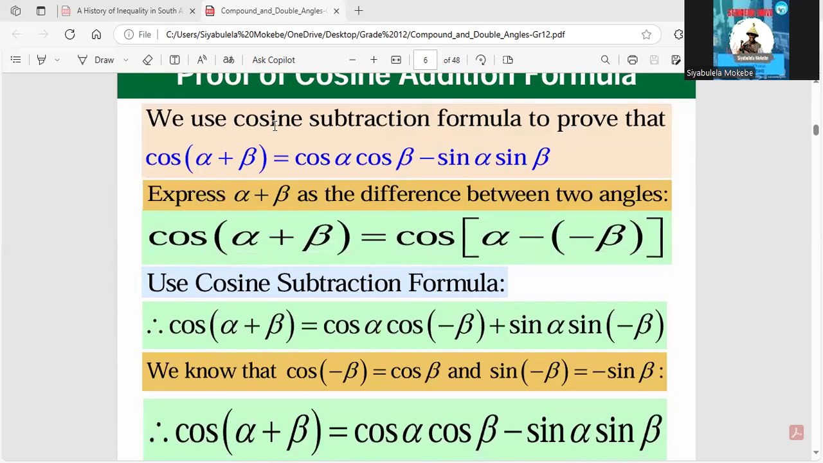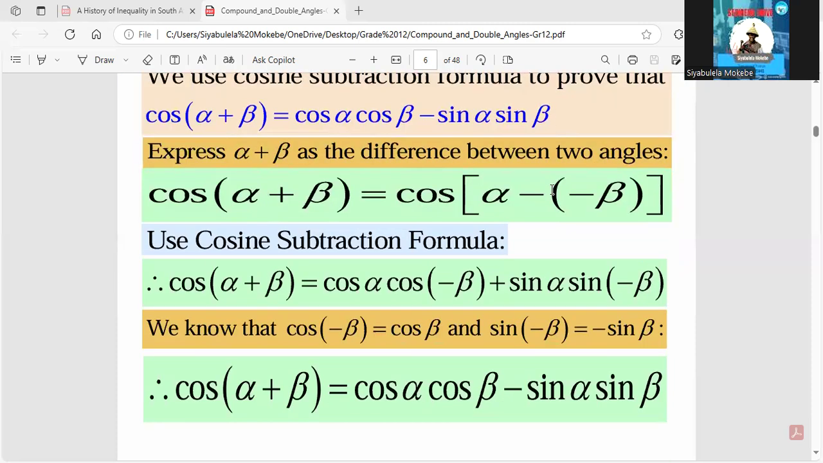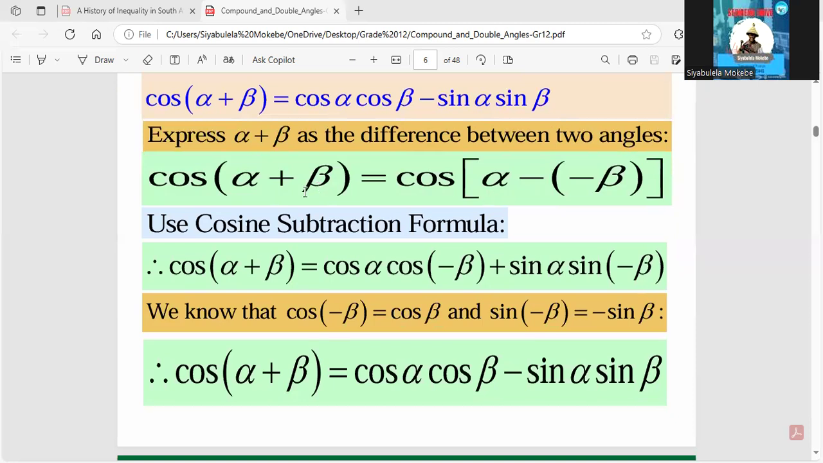Then we can use the cosine subtraction formula to prove that cos(alpha plus beta) is equal to cos alpha cos beta minus sin alpha sin beta. So how do we do that? Instead of writing plus beta, we write minus beta, right? And then from there, if we expand, remember that for negative angles, cos of a negative angle is equal to cos of that angle, and sine of a negative angle is negative sine of that angle. So cos(alpha plus beta) will then be equal to cos alpha cos beta minus sin alpha sin beta.